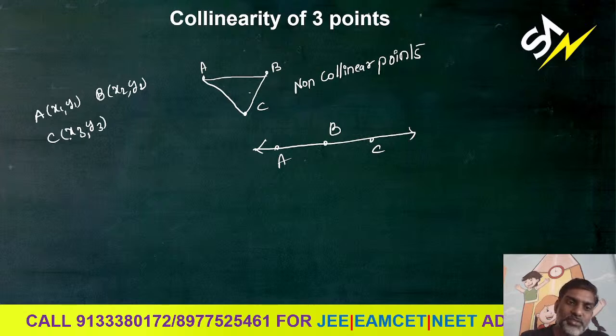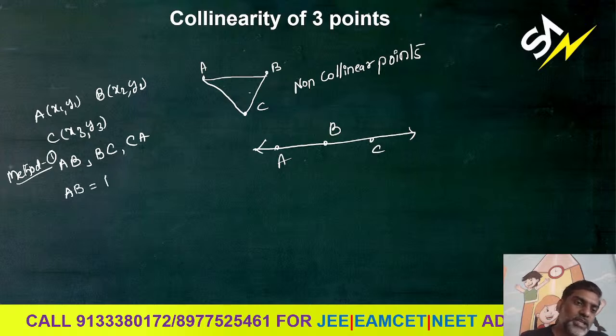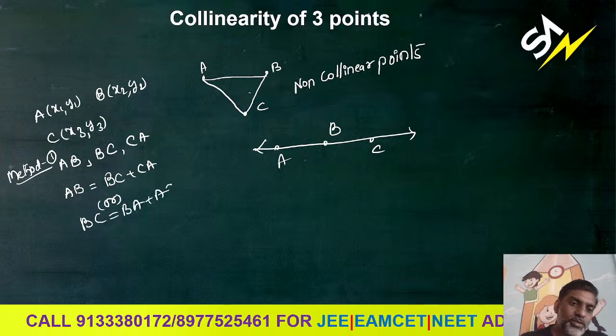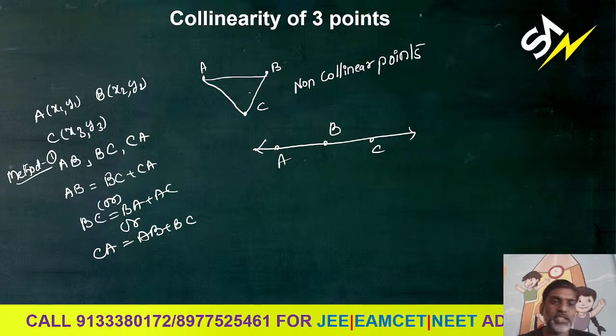To check that, we have three methods. First, method number 1. Here we calculate the distance between A and B, between B and C, and between C and A. Then we show that the distance between any 2 points is the sum of the other two distances, like AB equals BC plus CA, or BC equals BA plus AC, or CA equals AB plus BC. If any one of these three conditions is true, then the points A, B, C are collinear. This is method number 1.